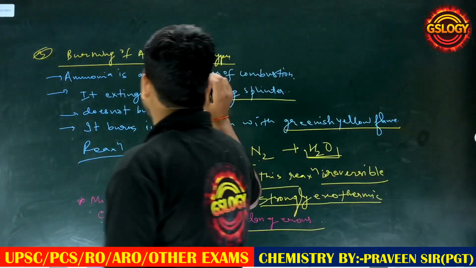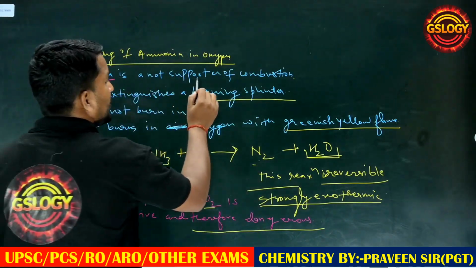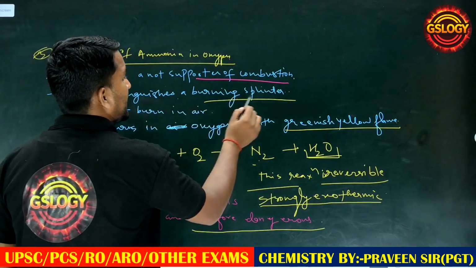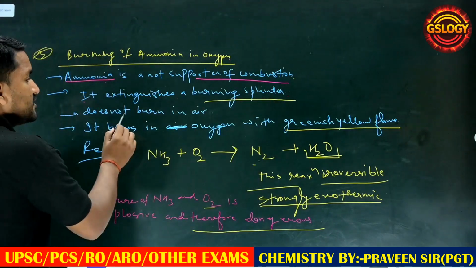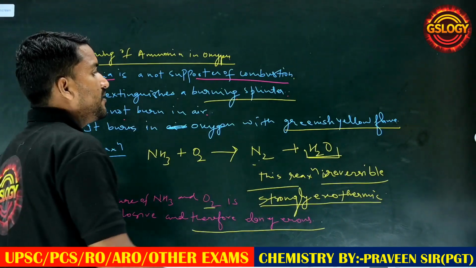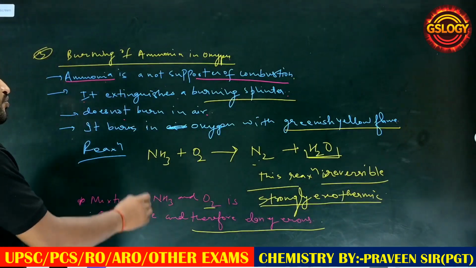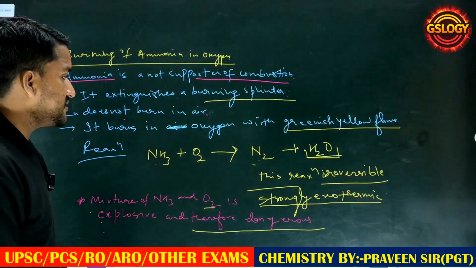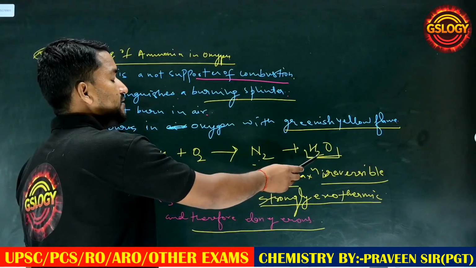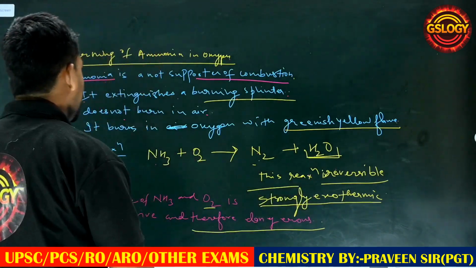Burning of ammonia in oxygen. Ammonia gas, you know very well, is not a supporter of combustion. It extinguishes a burning splinter and does not burn in air, but it burns in oxygen with a greenish yellow flame. Reaction: when ammonia gas reacts with oxygen, it forms nitrogen and water, and this reaction is irreversible.